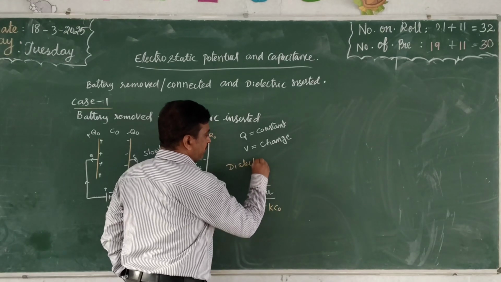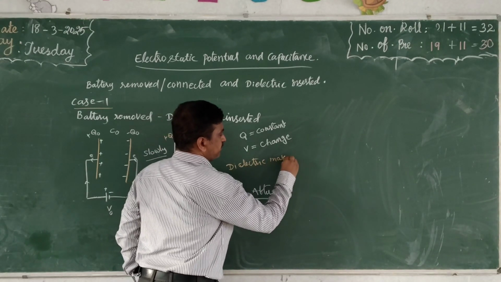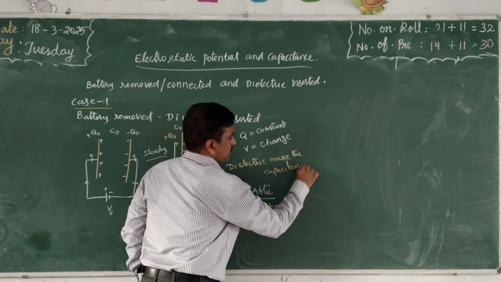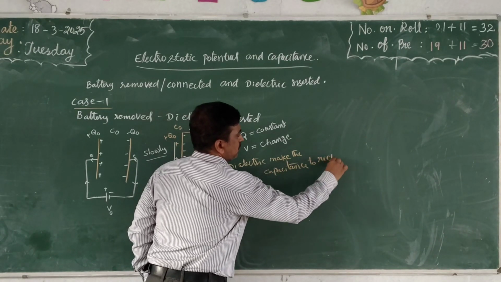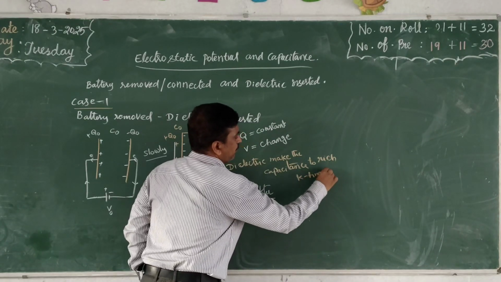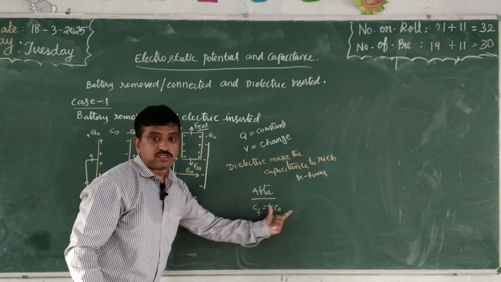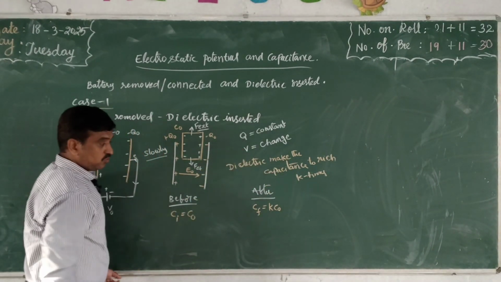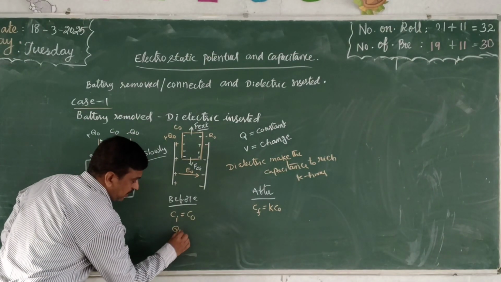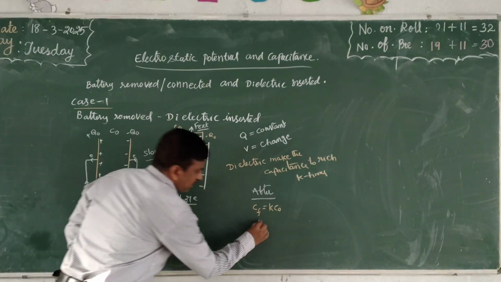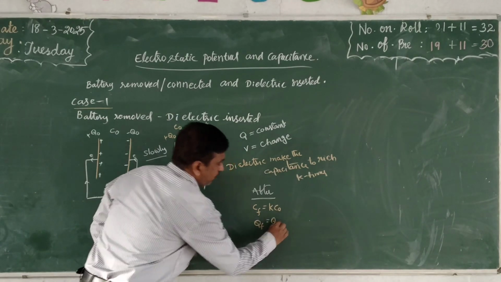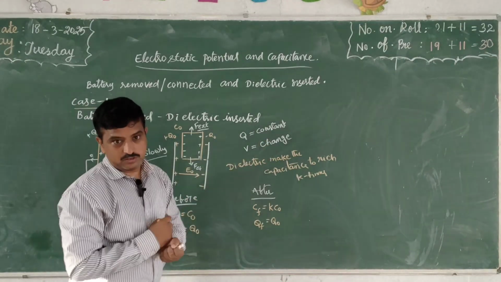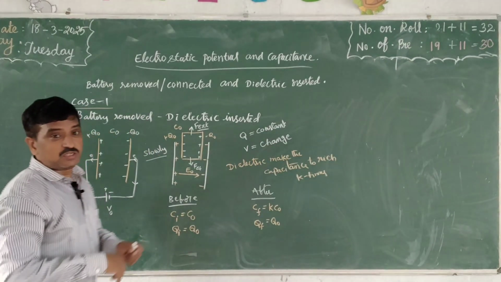So the dielectric makes the capacitance reach K times; it increases the capacitance K times. That's why the final capacitance is K C naught. What about the charge? Initial charge is Q naught, and the final charge is also Q naught. Why? When the battery is removed and the dielectric inserted, the charge is constant. Only the potential changes, and we find out whether it increases or decreases.